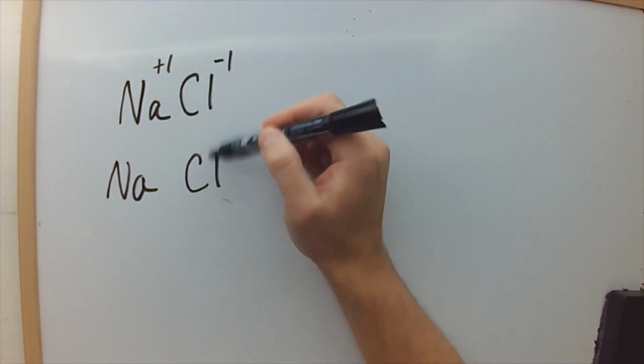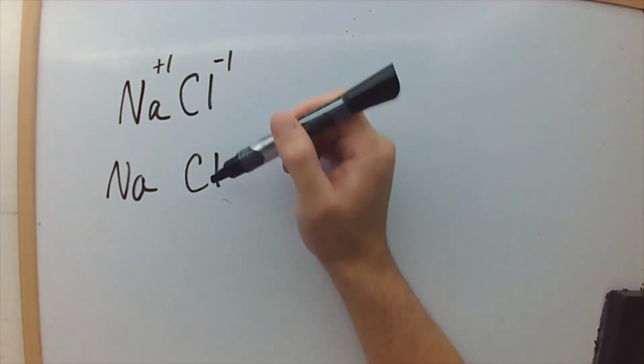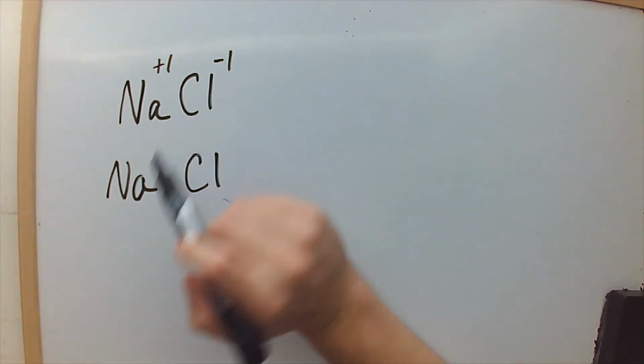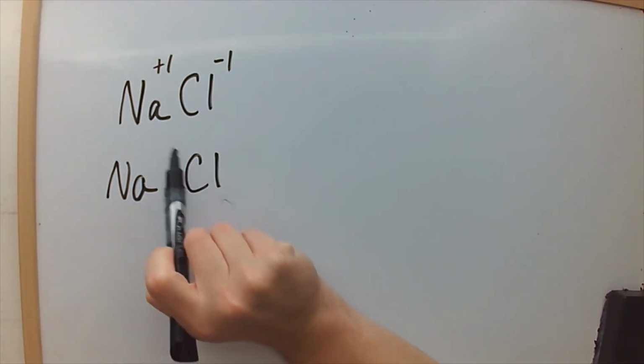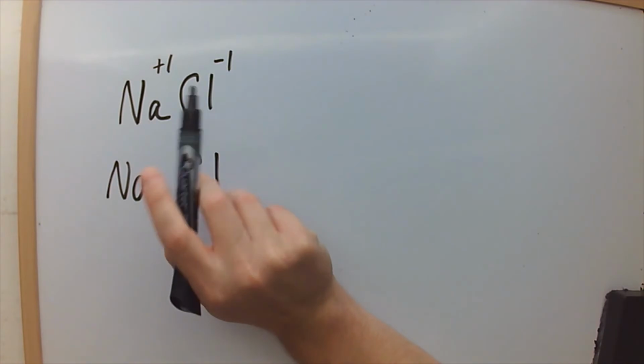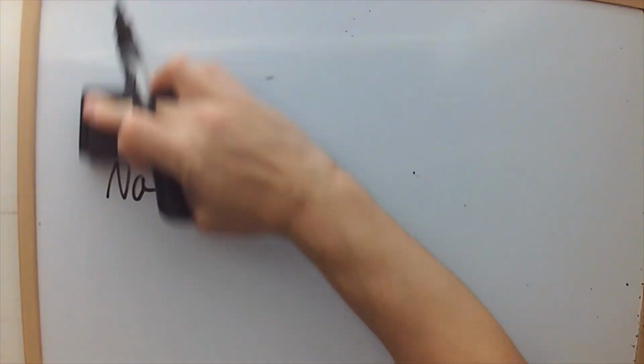So then if a thing gets a negative charge, we put an "ide" at the end of it. So this is sodium and chlorine. This is sodium and chloride. All right, let's do a few more examples.